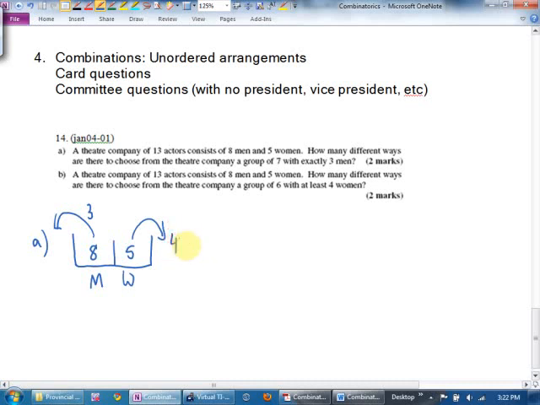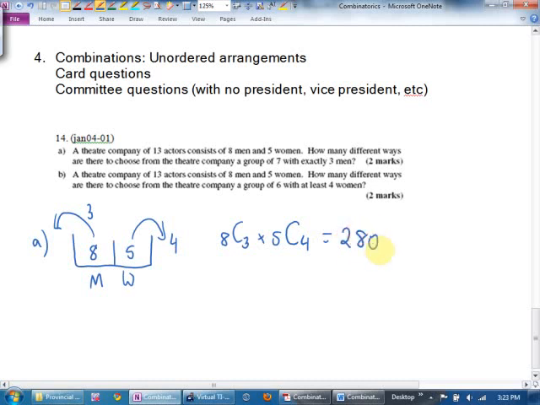What's the equation? 8 choose 3, and means multiply. 3 guys and 4 girls. What's the answer? 280?